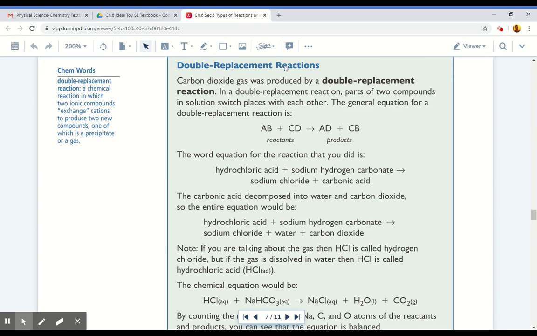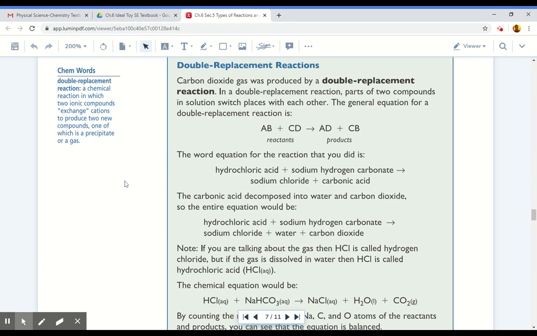Double replacement reactions. Carbon dioxide gas was produced by a double replacement reaction. In a double replacement reaction, parts of 2 compounds in solution switch places with each other. The general equation for a double replacement reaction is reactants AB plus CD, and then these are the products.